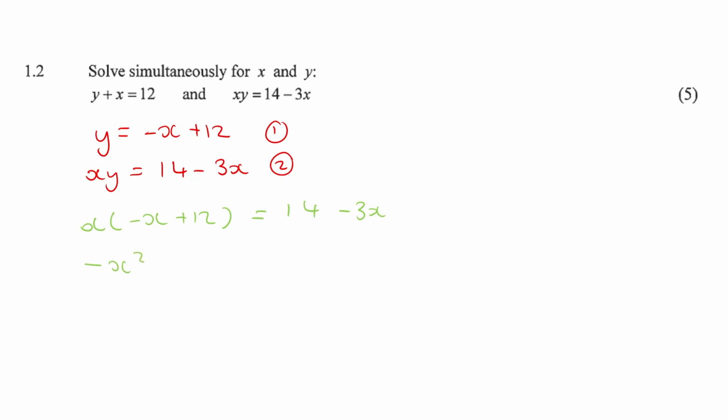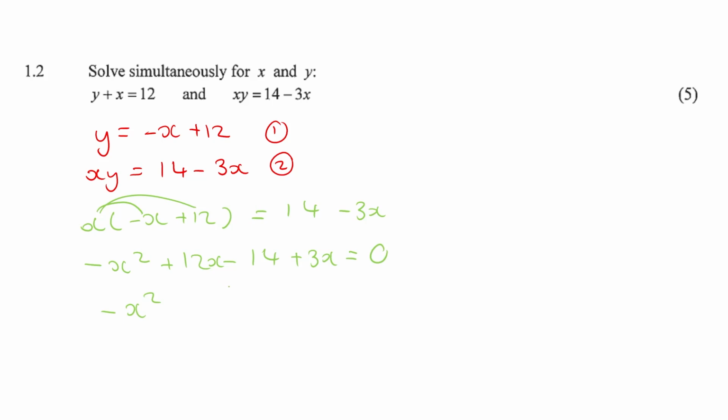Minus x squared, because we're distributing the x in, so x times negative x is minus x squared, plus 12x, and now we factor in the 14, take it over to the left, minus 14, plus 3x is equal to 0. And now we add and subtract like terms. So minus x squared, we keep it there. Oh, sorry, I just want to correct an error that I made previously. That is going to be x times 12, that is going to be plus 12x.